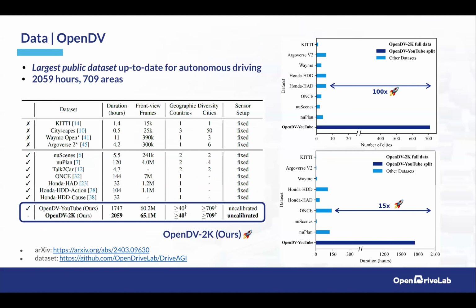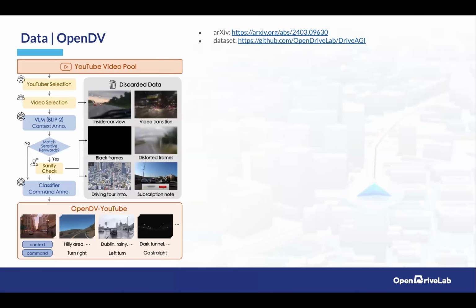The dataset has over 2,000 hours, because we also include some public datasets in our own, and it covers more than 700 areas. You can find the dataset on our GitHub. It is shown as YouTube links, and you can download the data to your own drive, about tens of terabytes.